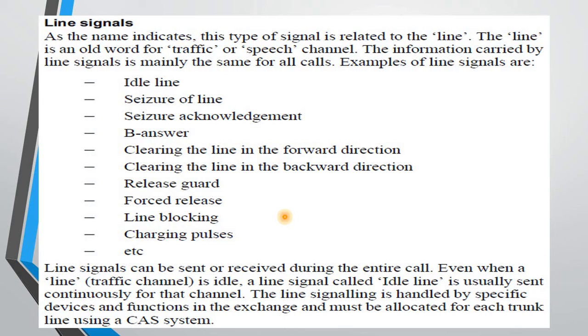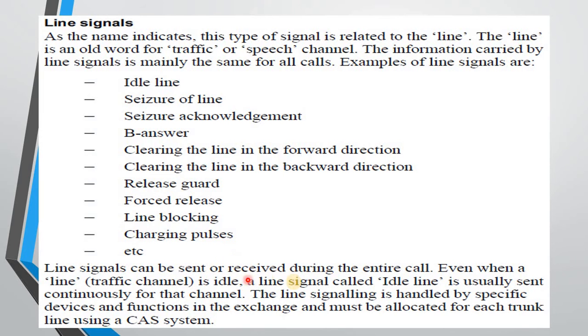So, what are line signals meant for? As the name indicates, this type of signal is related to the line. The line is an old word for traffic actually. So whenever we refer to line, it means traffic. The information carried by the line signals is mainly the same for all calls. Examples of line signals are idle line, seizure of the line, seizure acknowledgement, B answer, clearing, release, line blocking, charging pulse, etc. So these are basically related to the traffic channels.